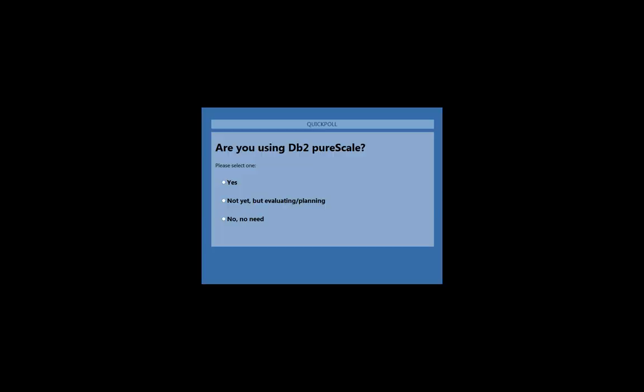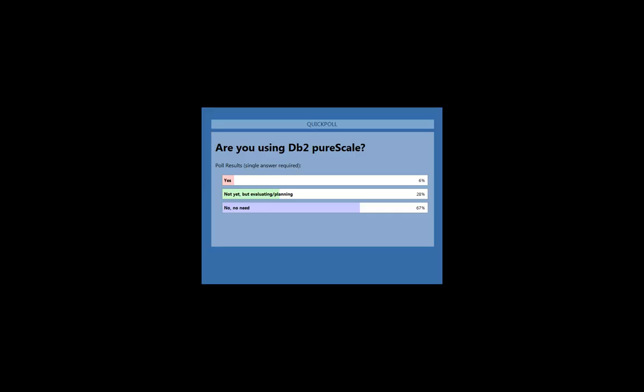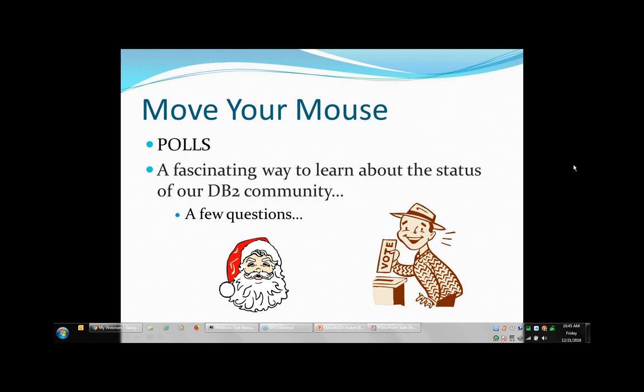Are you using DB2 pureScale? This has been a fun trend to watch. DB2 version 11 made pureScale a lot easier to use and implement. It's still not easy, but it's easier than it was. And seeing a lot of people starting to adopt it for the high availability characteristics. You know, if one machine dies, the other one's still carrying the load. Right. But I think on the mainframe, it worked out to about 10% of customers ended up being data sharing, which is essentially pureScale. Right, right. I think that would probably be the target for pureScale. It would be about 10%. 6% of today's audience is doing pureScale. 28%, not yet, but evaluating. And 67%, two-thirds, say, nope, no need. That's not how we use DB2. Okay, I think that's it for now.